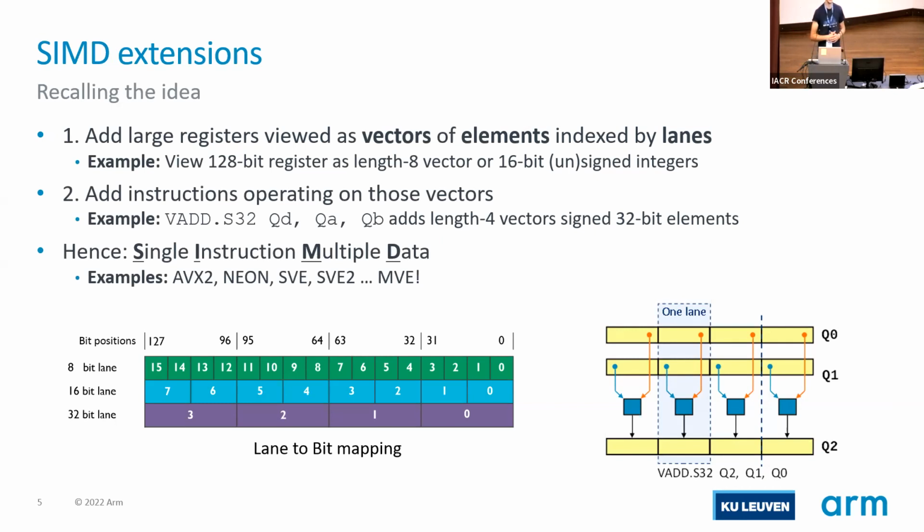The first two talks we have seen focused on AVX2, which is one example of a SIMD extension for x86. In the ARM world, we have Neon, SVE, and SVE2. This is for the A-profile spectrum. And this talk is about MVE, which is for the M-profile spectrum.